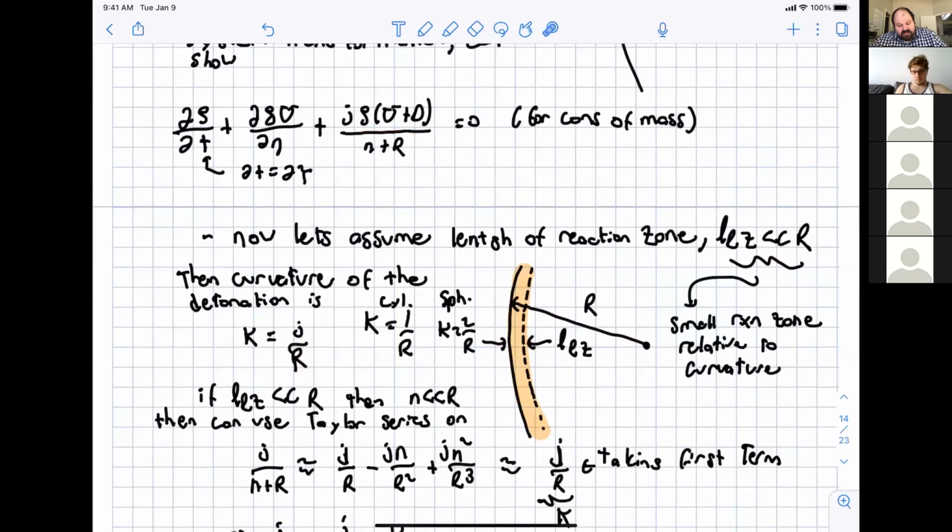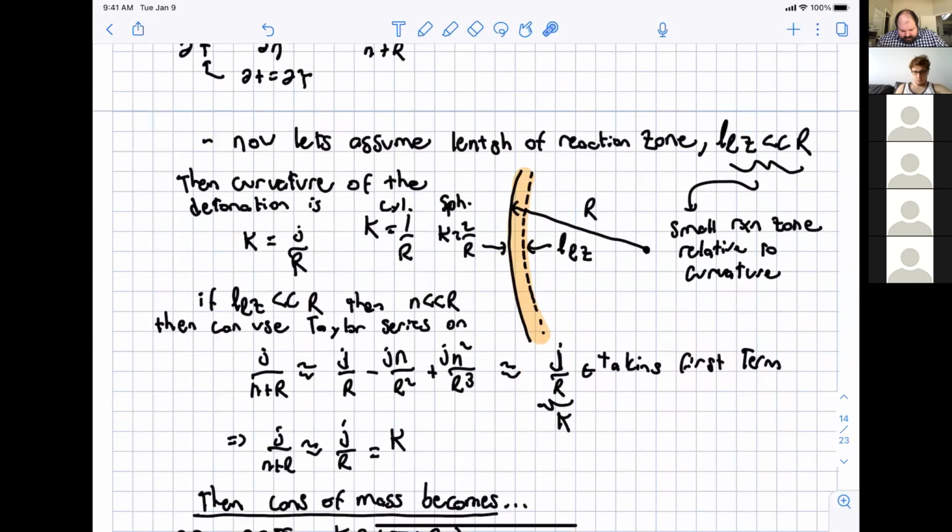they are all multiplied by this J over the coordinate in the normal direction over capital R. Okay, but if the length of the reaction zone is much, much smaller than the radius of curvature of the detonation, then we can assume that our integration is going to go from here to here, which means that physically our coordinate direction n is also going to be much, much smaller than R.